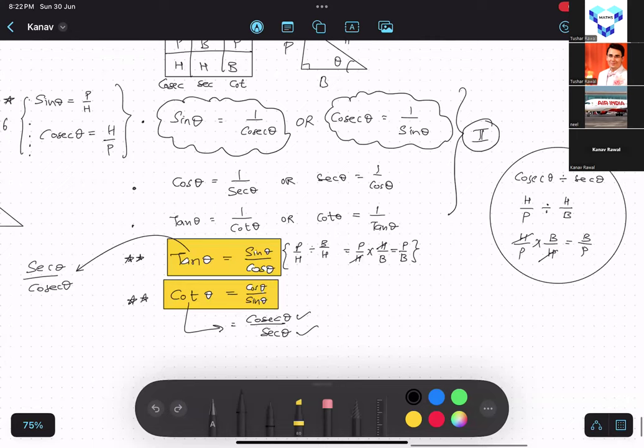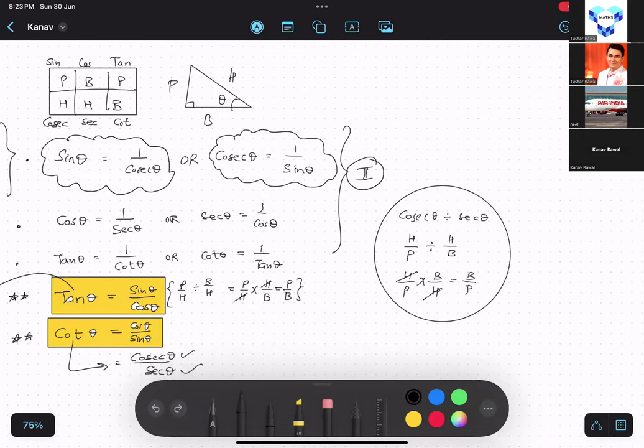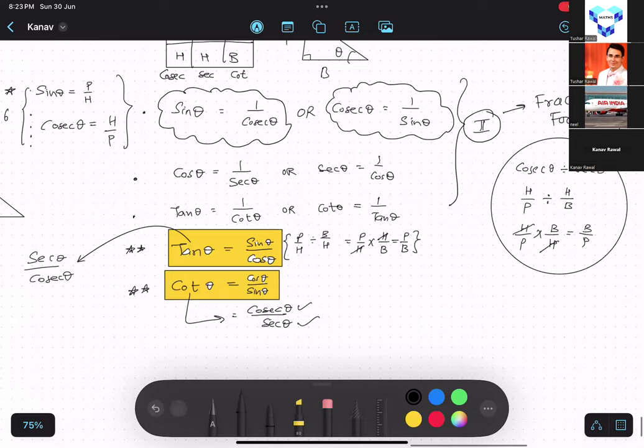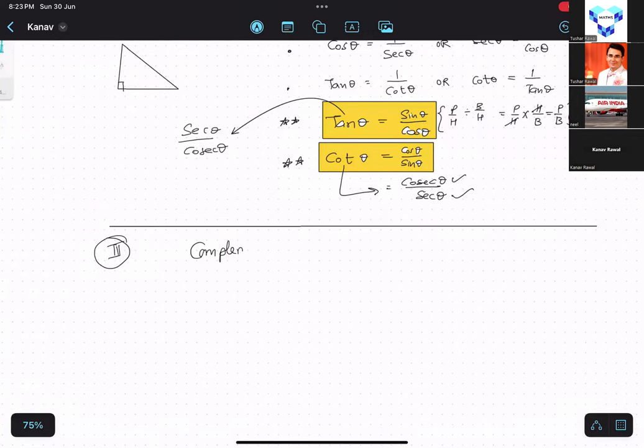Now, the first set of formulas are known as ratio formulas. The second set of formulas, I call fraction formulas, or generally reciprocal formulas. The third type we learn is complementary formulas. I know that this year these formulas have been deleted, but I think it won't be possible to cover all the topics without these formulas. That's my understanding.